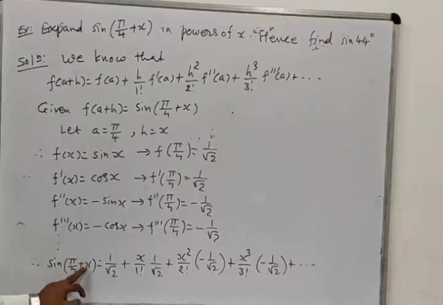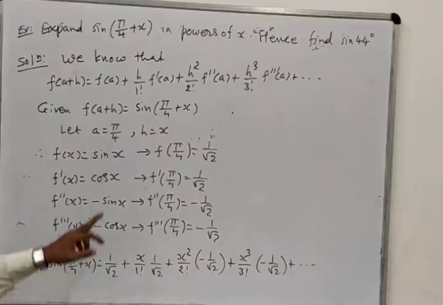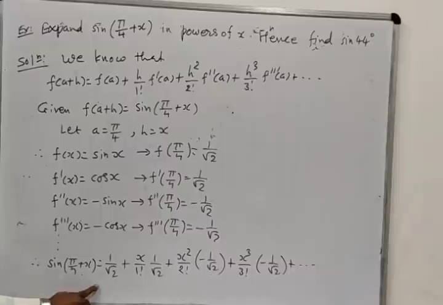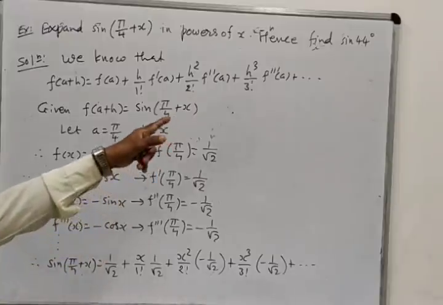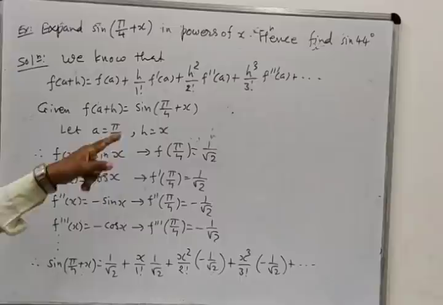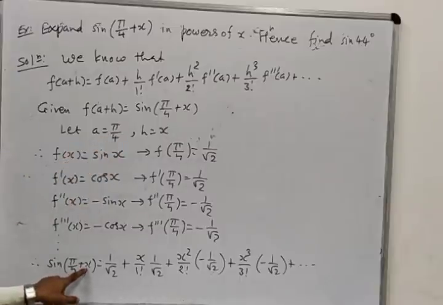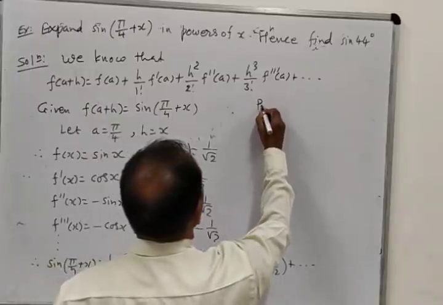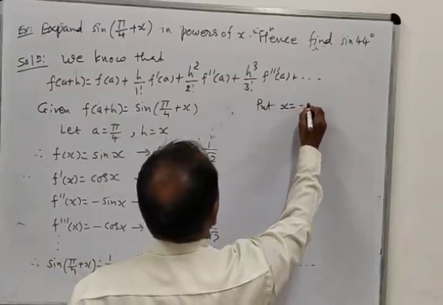So here, this value we can find out from this answer. Without this answer we cannot find the value. So what do we require? Here we know that pi by 4 means 45 degrees. So which value of x will we put to find sin 44 degrees? We will have to put x equal to minus 1 degree in this one. That means we will put x equal to minus 1 degree.